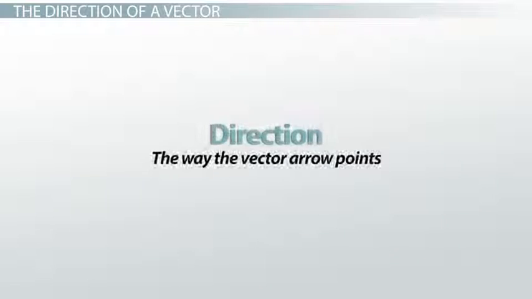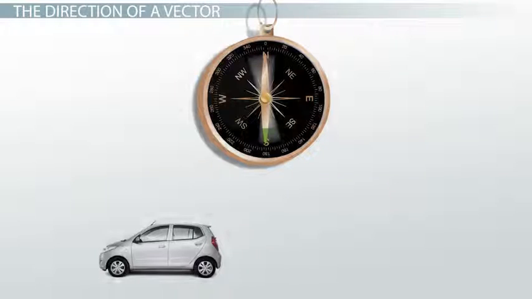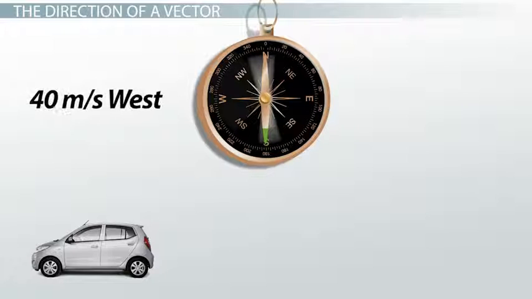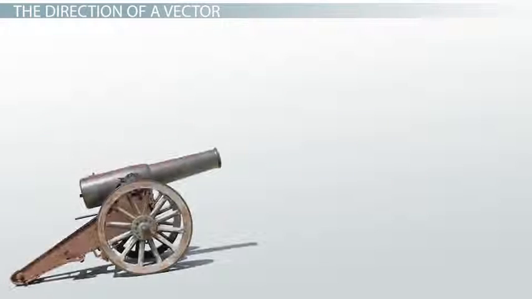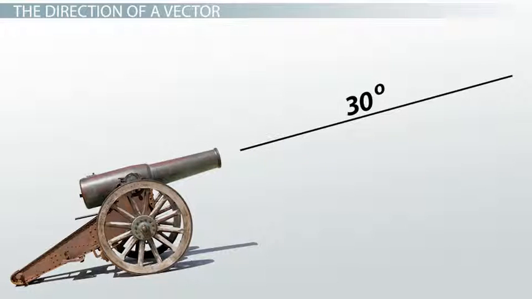The direction of a vector is just the way the vector arrow points. For example, you might have a car moving with a velocity of 40 meters per second west, in which case west is the direction. Or you might shoot a cannon at 80 meters per second at an angle of 30 degrees, and then 30 degrees is your direction. But how do we figure out the direction when we're only given the two components? Let's go through how to do that by doing an example.